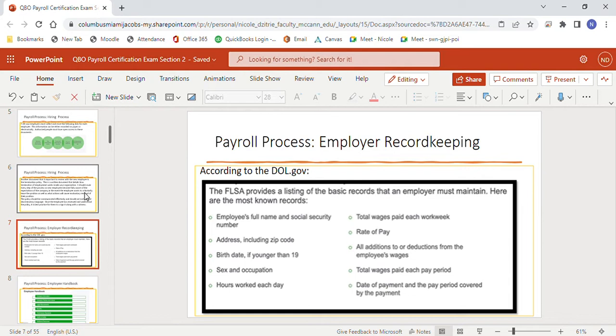You're going to notice a lot of this I'm going to say is according to DOL, which is the Department of Labor.gov. So this is the following information that should be in your employee file and should be maintained. They have the employee's full name and social security number, address, including the zip code, birth date, especially if younger than 19, sex and occupation, hours worked each day, total wages paid each work week, rate of pay, all additions to or deductions from the employee's wages, total wages paid each pay period, and date of employment.